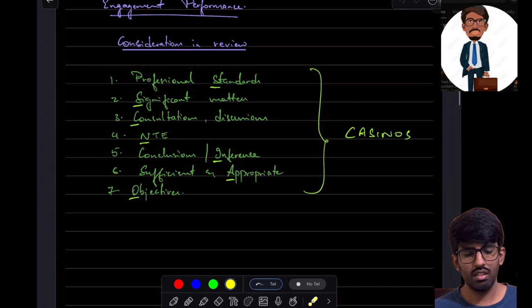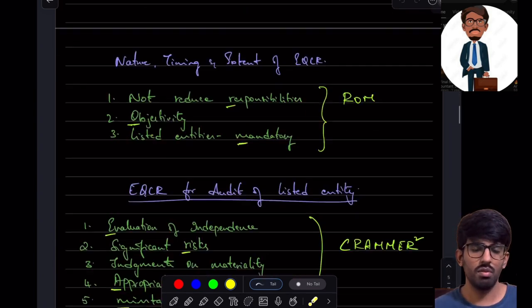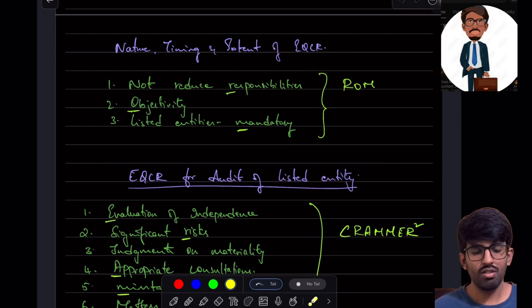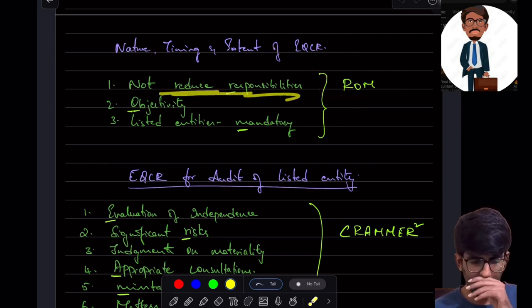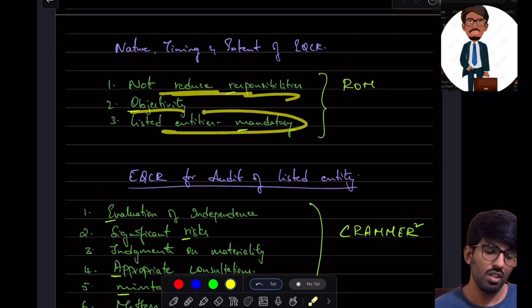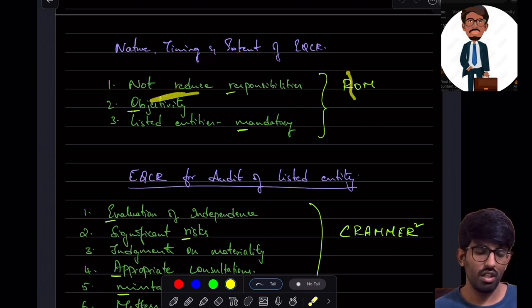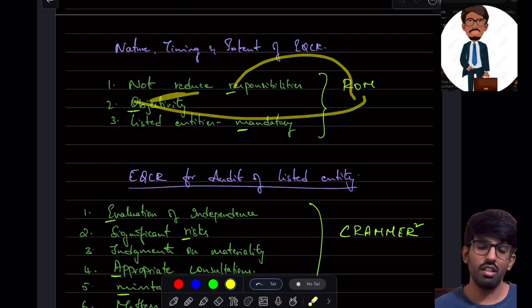And the nature, timing, and extent of EQCR, there are 3 things to remember. The mnemonic is ROM. Reduce responsibilities, objectivity, listed entities mandatorily are required to appoint EQCR. So R is responsibility or reduce responsibility. O stands for objectivity, M stands for mandatory, EQCR for audit of listed entity.